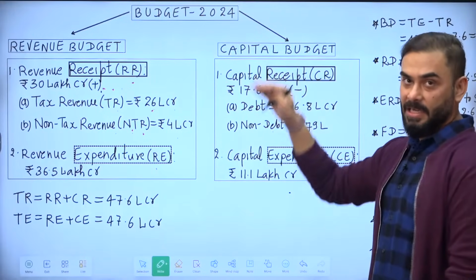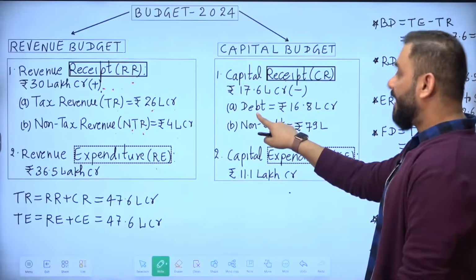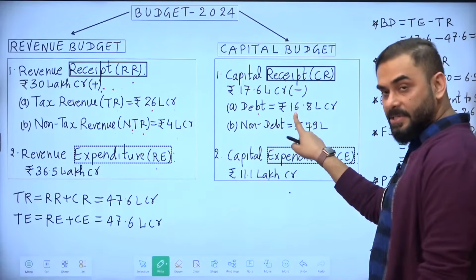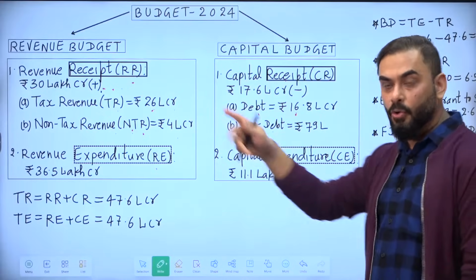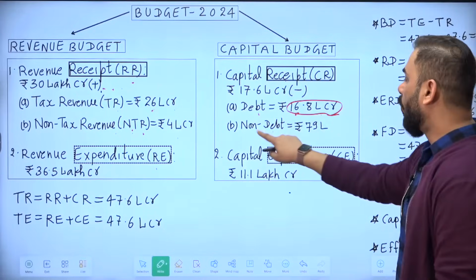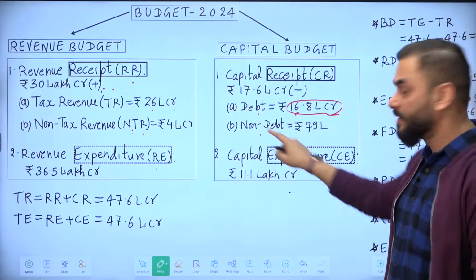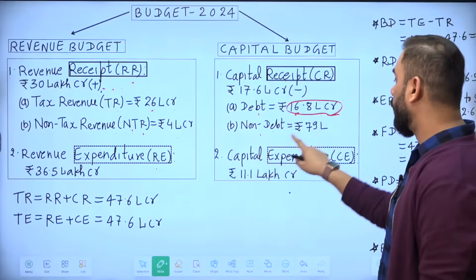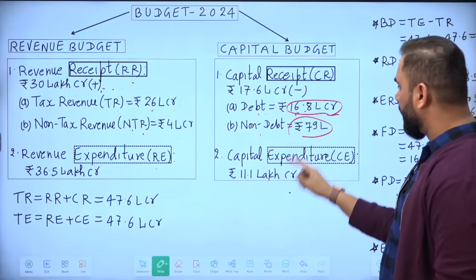Similarly, guys, in the capital budget, you can clearly see that this year, the capital receipt is 17.6 lakh crore, which is slightly less compared to last year. Now, the debt, capital receipt, debt means this is the money which the government borrowed by selling bonds, by taking loans. This is 16.8 lakh crore. Remember this. This is the debt. And the non-debt, which means that, for example, the government got this money by selling government companies, or the government recovered its own loans. So this is very low, but debt amount is very high, 16.8 lakh crores.